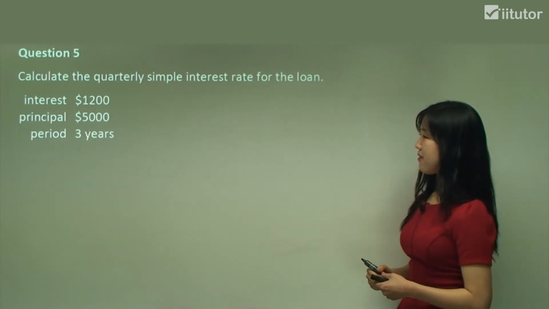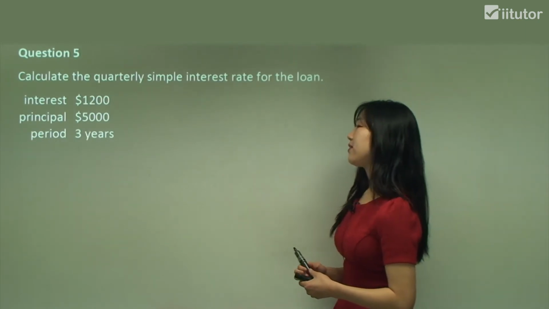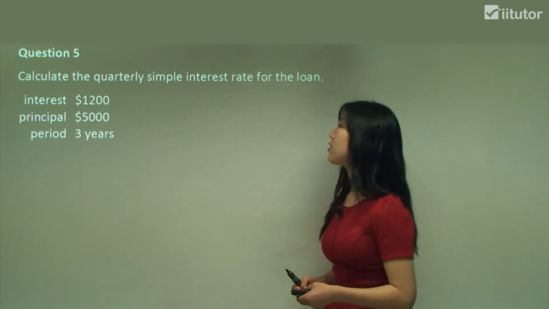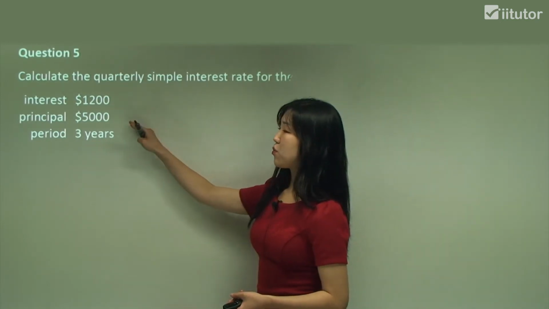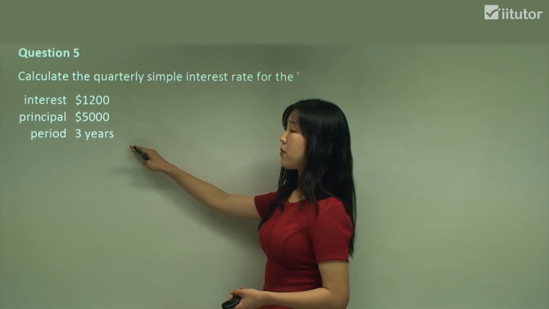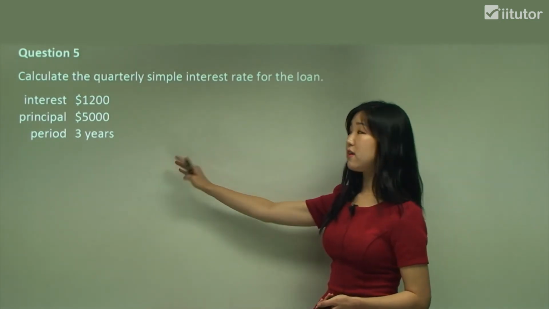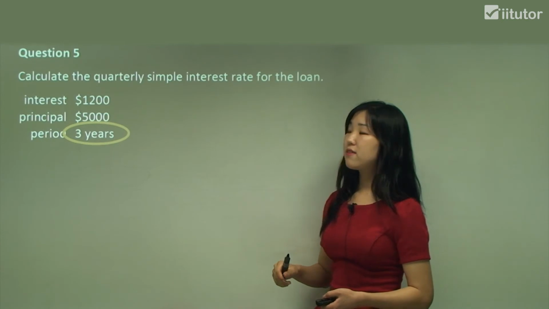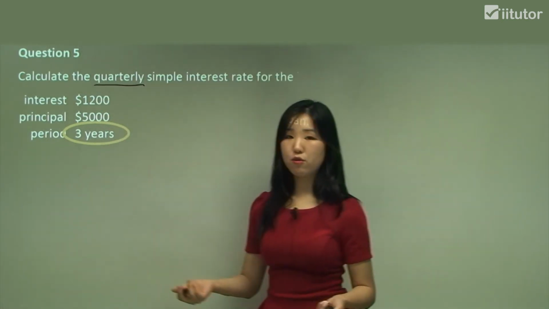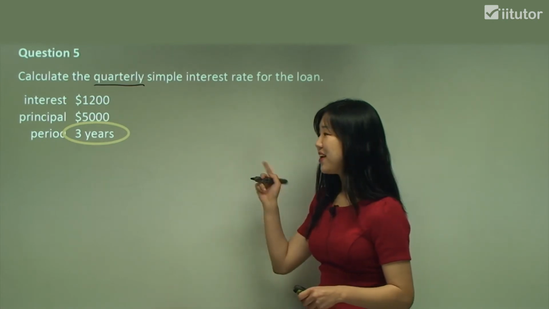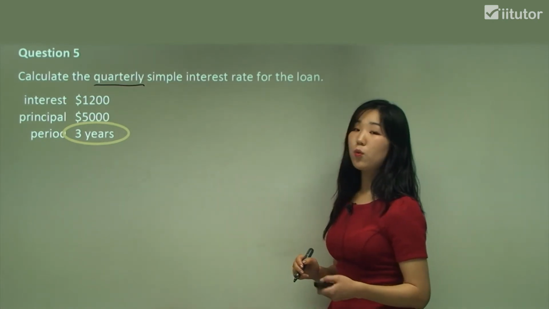Okay, now let's try question 5. Calculate the quarterly. So again, they want the quarterly simple interest rate for the loan. So interest is given to us, principal value is given to us, and the period is also given to us. But have a look, guys. The period is in years. But what do we want? We want quarterly simple interest rate. So we have to convert the years into quarters.